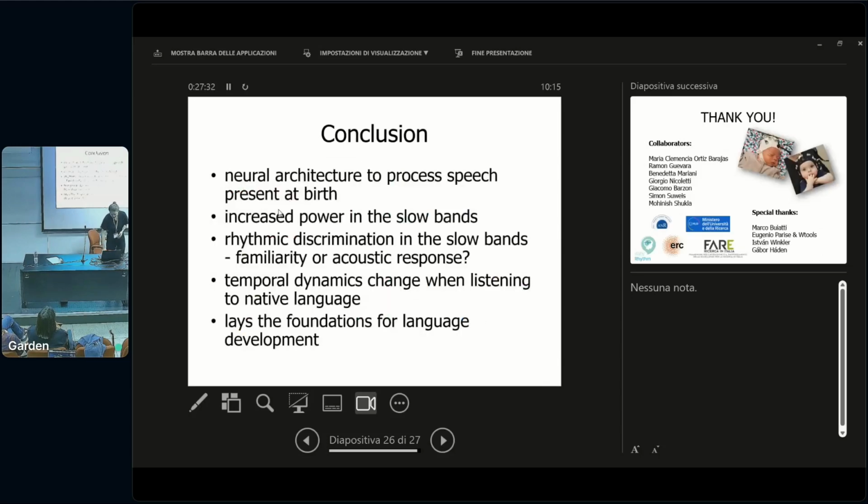With this, I would like to conclude and say that EEG, as challenging as it is, allows us to establish that the neural architecture to process speech and language is already there at birth. Prenatal experience has a role in this. As predicted, the slower oscillations are aligned or fine-tuned to the rhythms of the native language. And the temporal dynamics change, and EEG allows us to capture that. So we can find a neural signature of learning.